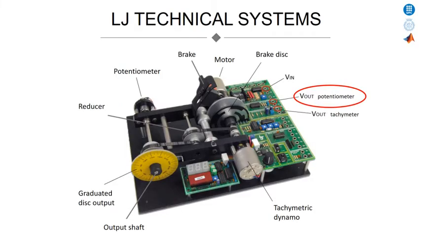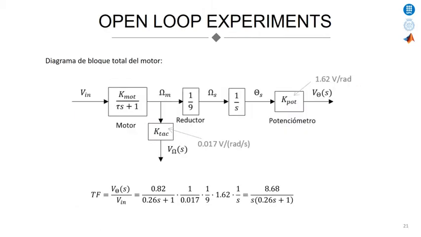In this case, for the position control experiments we need the potentiometer's signal. This pin is also on the right side of the plant, as can be seen in the figure. As previously mentioned, the same experiments have been carried out for the position case.